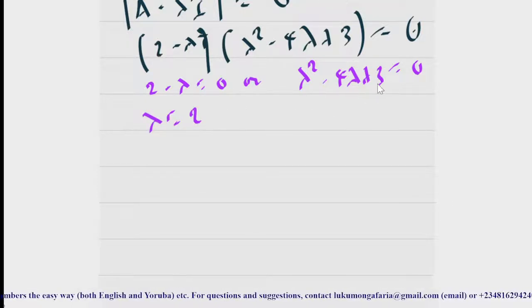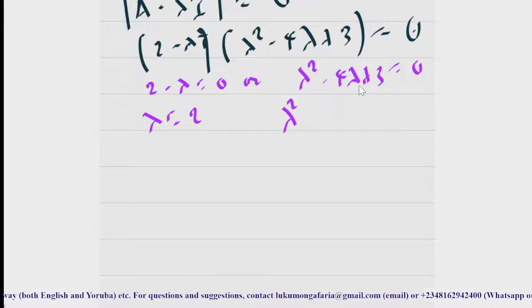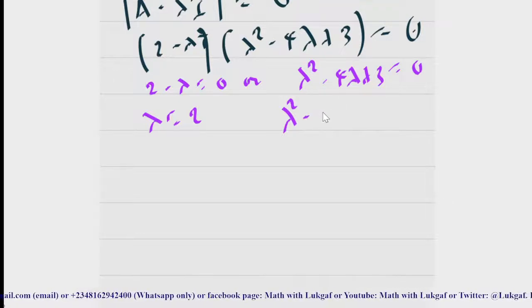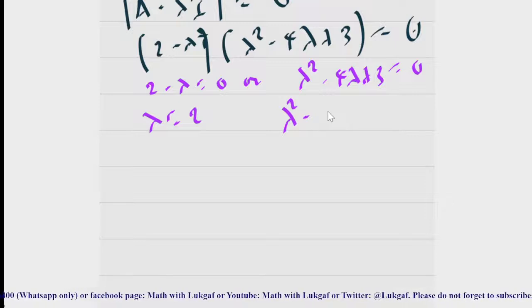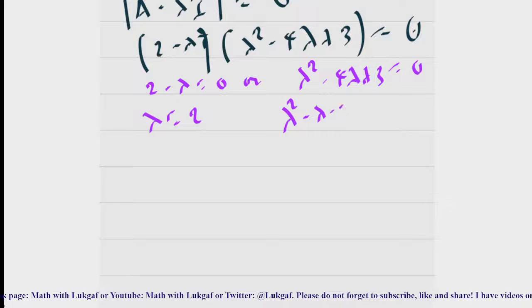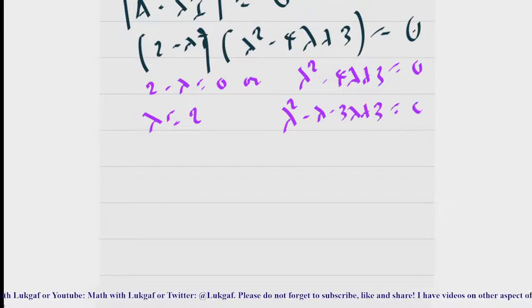If you simplify this further using the factorization method, what pair of numbers will you multiply to give 3, and when you add them together give minus 4? I think it is minus 1 and minus 3. You understand that? Because minus 1 times minus 3 will give you 3, and minus 1 minus 3 will give you minus 4. Then you have lambda squared minus lambda minus 3 lambda plus 3 is equal to 0.